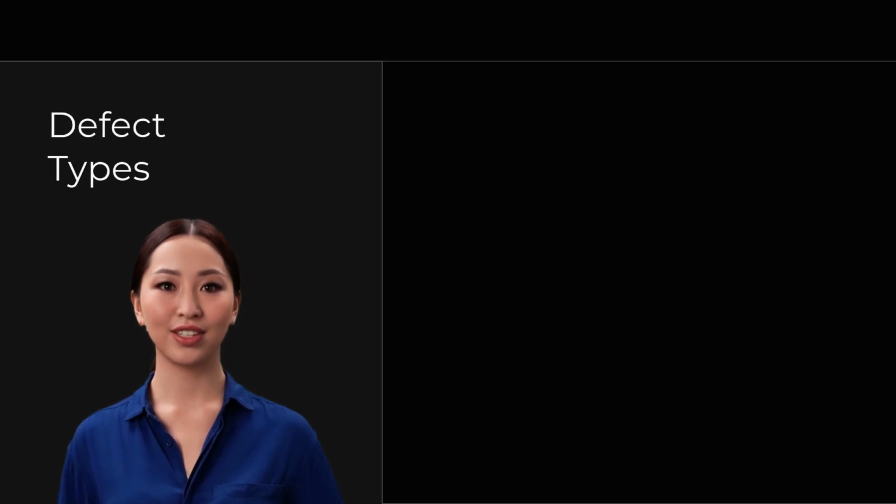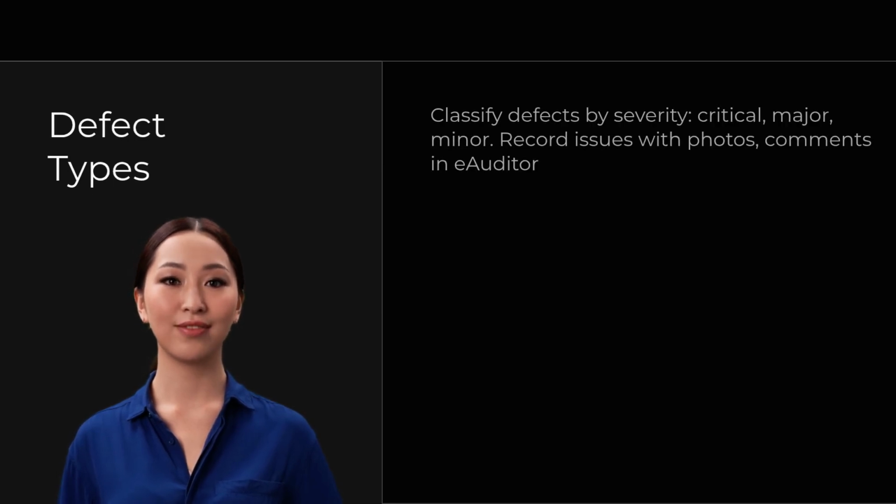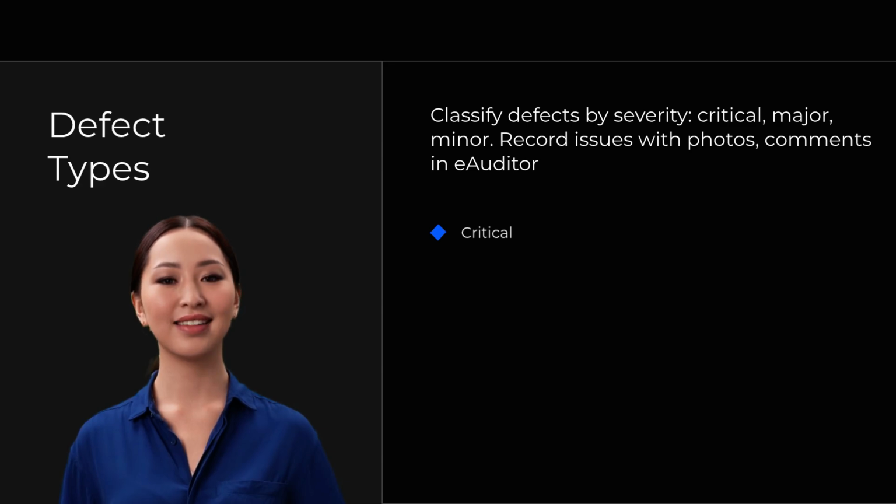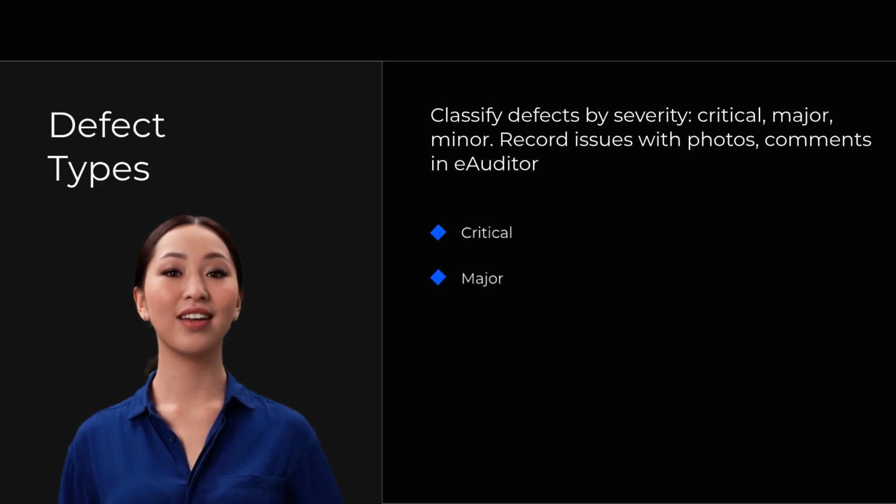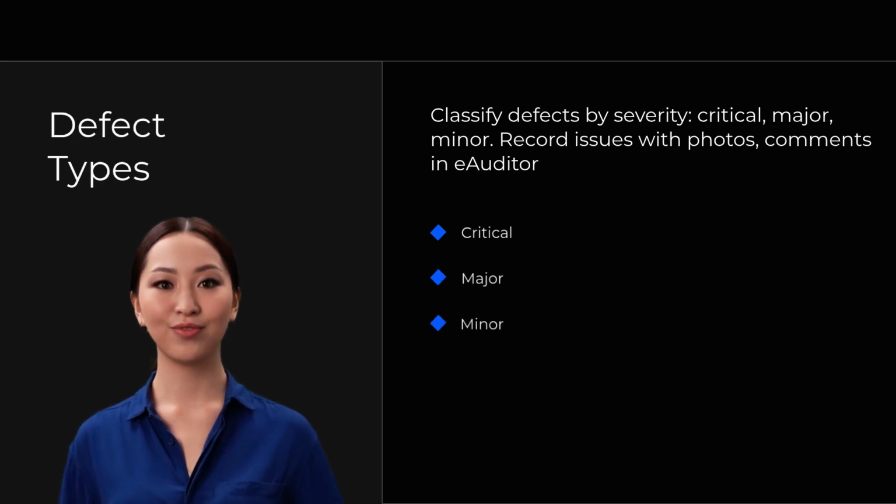Classify defects as critical, major, or minor based on severity. Record non-conformances with photos and detailed comments in eAuditor. Assign corrective actions with clear deadlines and accountability. Track completion and closure digitally to resolve issues before approval. Generate audit trails for compliance and improvement.